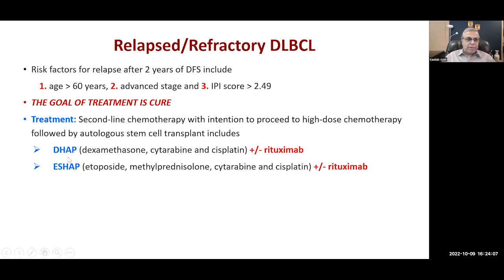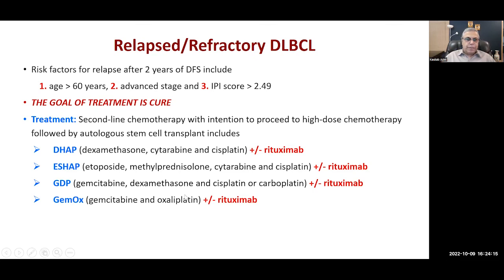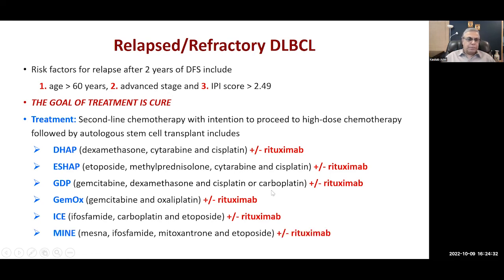We have got a DAP regimen, SHAP regimen, GDP. I have given the drugs over here: GEMOX, gemcitabine oxaliplatin, ifosfamide, right? So over here, in GDP, you see the P stands for platinum-based, gemcitabine, dexamethasone. So platinum-based could be either cisplatin or carboplatin.